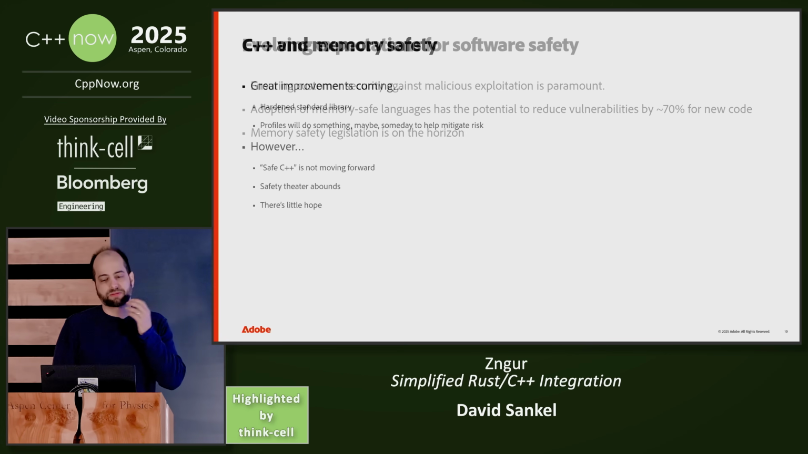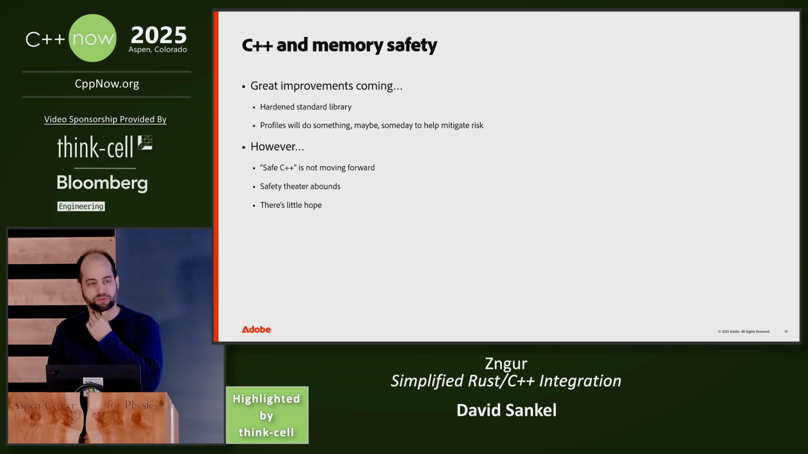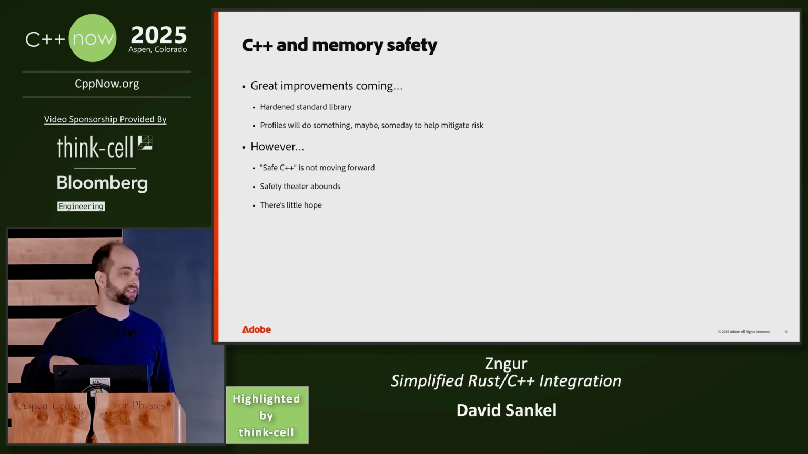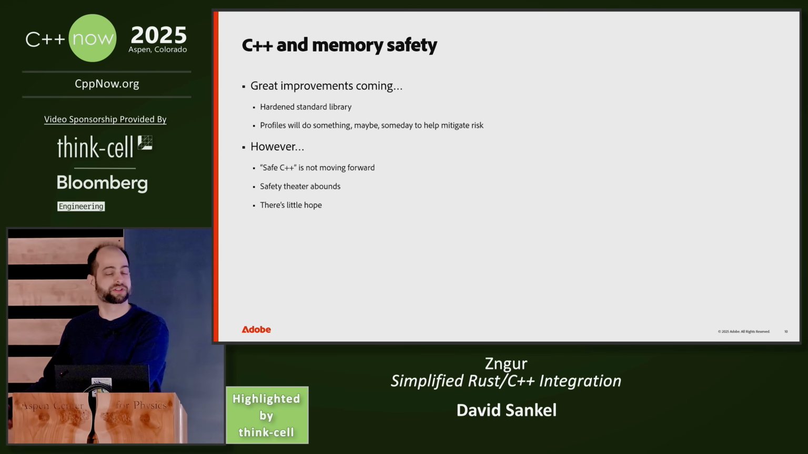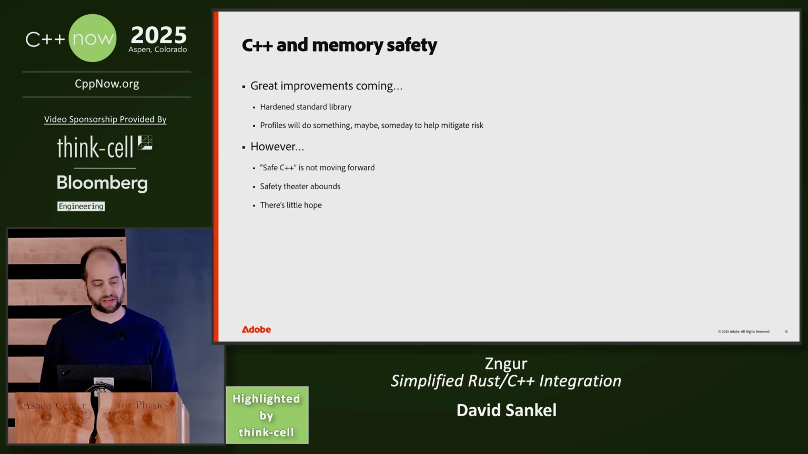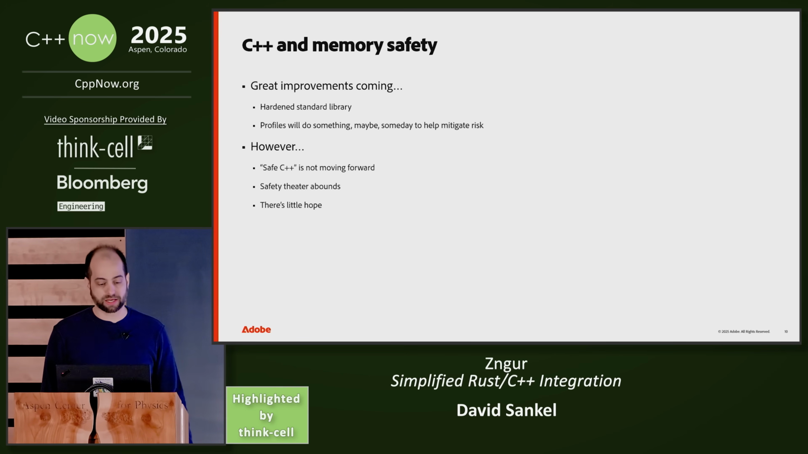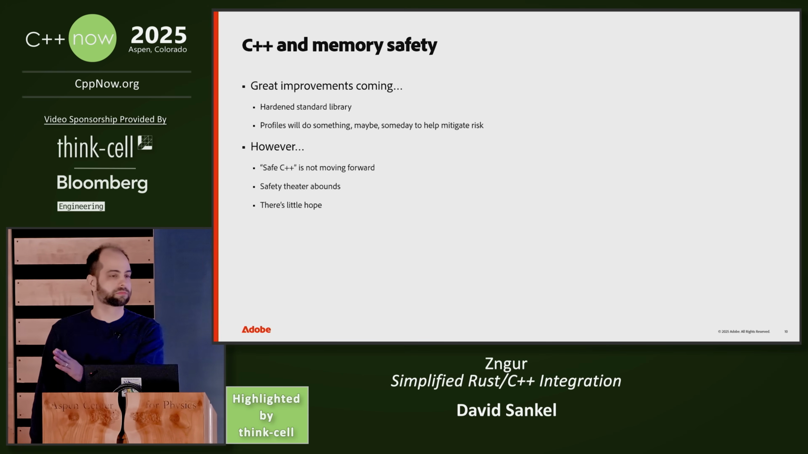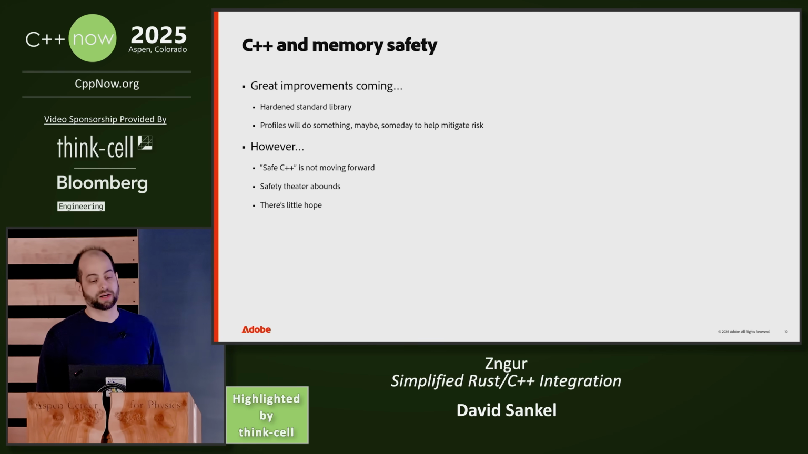Well, then you might say, C++ can be memory safe too, right? And there are some good improvements coming to C++ in this space. In C++26, something we recently adopted is hardened standard library mode, where you can use a flag and get a hardened version of the standard library with less undefined behavior. And then there's also profiles, which will do something maybe someday to help mitigate risk. There's some promise there, but there's more questions than answers in terms of profiles right now. So maybe in the next 5 to 10 years, they'll have something solid to talk about.